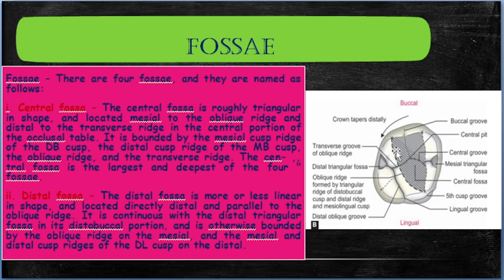So this is the central fossa, and the deepest portion of this fossa is known as the central pit, and since it is present at the center of the tooth, it is named the central pit. Similarly, we have a distal fossa, which is seen over the distal area. The distal fossa is more or less linear in shape and located directly distal and parallel to the oblique ridge. So it is present distal and parallel to the oblique ridge.